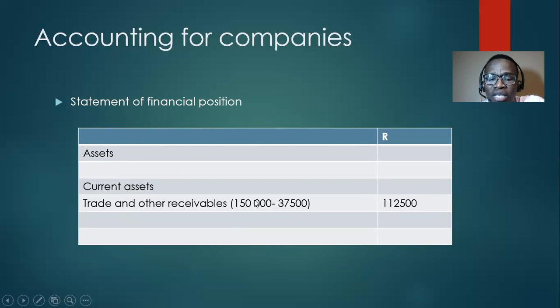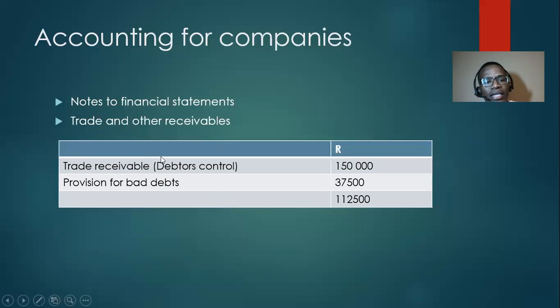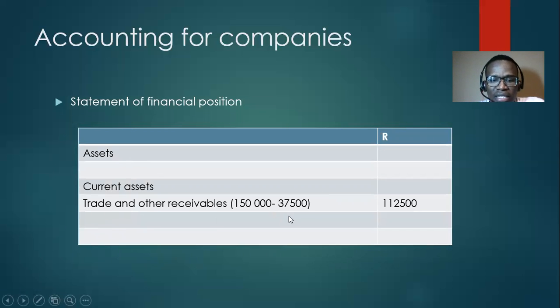Why? Because we say 150,000 is being sold on credit, but we estimate that 37,500 is unlikely to be paid. So the best representation to your users is to show the net debtors or the net trade and other receivables of 112,500, because this is what you are certain about. Based on your estimation, this is very likely to be received from your debtors. Right? Then, when the user is looking at this, it does not give much information, right?